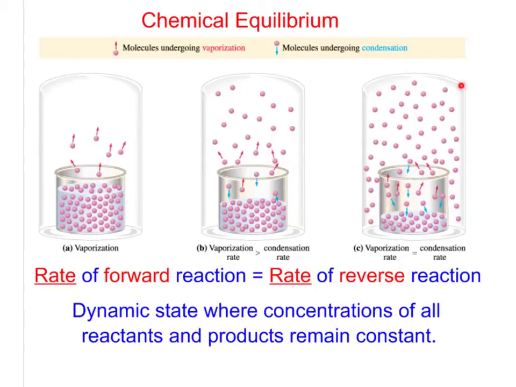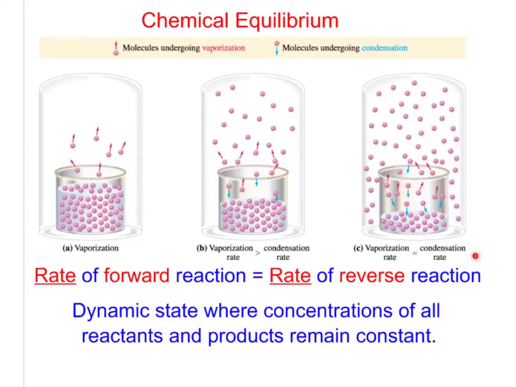Now look in this system. Here we have a representation of vaporization being equal to the rate of condensation. So there is as much vaporization occurring as there is condensation. They are happening at the same rate. This is what we mean by chemical equilibrium.